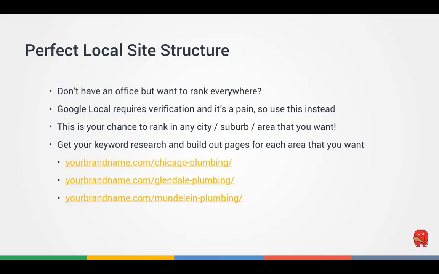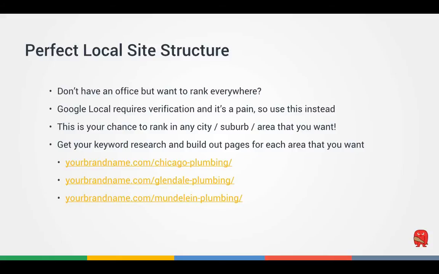Perfect local site structure. We get this question all the time. People are always trying to hack the system and create fake offices in different areas and set up Google local pages. The thing is, Google local requires verification. They'll send you a postcard, or they want to call you. They want to see what your office looks like. It's just a big pain. So for most people, unless you're really gung-ho on that, I would suggest just making your main website rank in all these cities. And you can do that by building out landing pages for each area that you want.